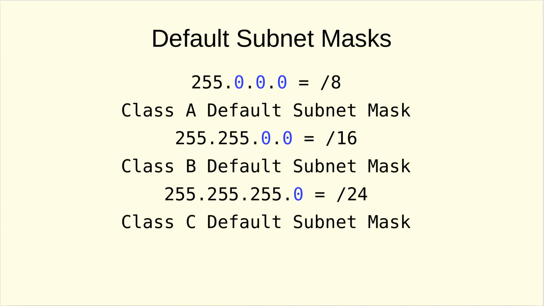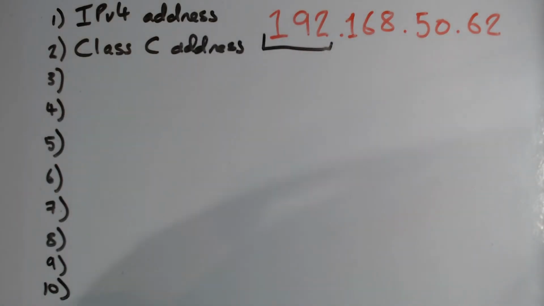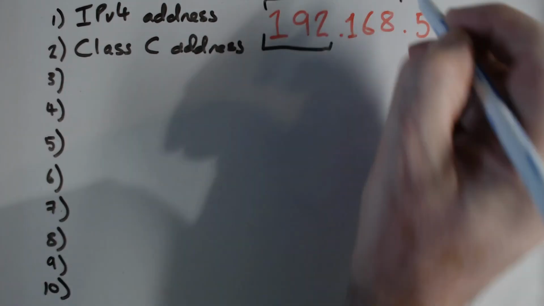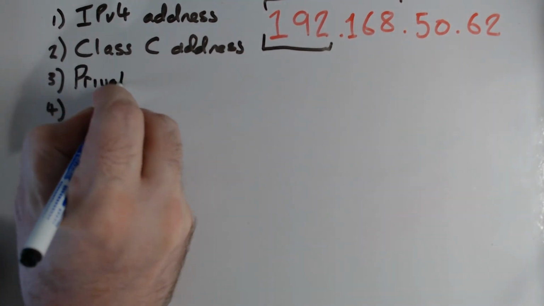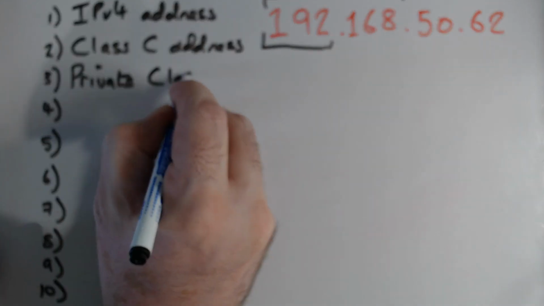What else can we say? Not an awful lot until we see the subnet mask, but there is one other thing we can say. Let's just switch back to the whiteboard. Because the address starts 192.168, it is actually what's called a private address. It's a private Class C address, in fact.